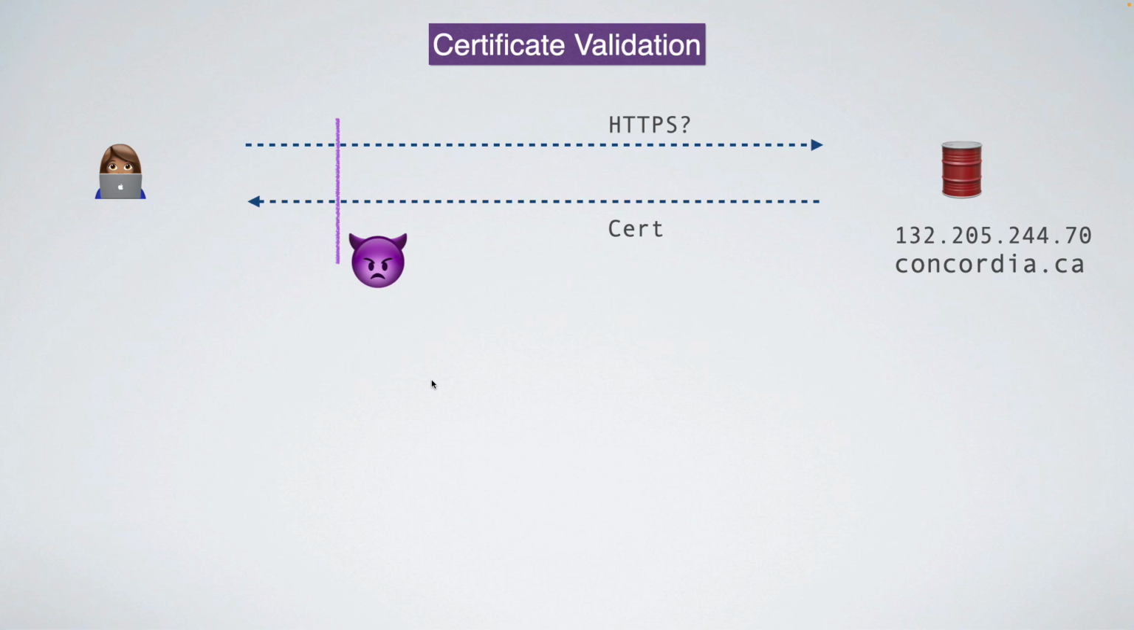So that's good. So what will happen is I'll go to a website and I'll say, I want to talk HTTPS to you, and the website will say, great, here's my certificate. Okay, so now I'm holding the certificate in my hand. I've got to figure out whether it's valid or not. So what am I looking for in the certificate? What determines whether it's valid or not?